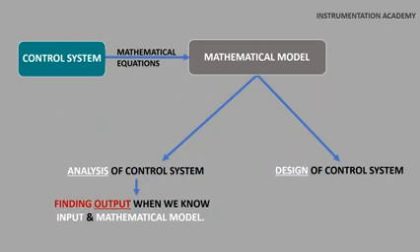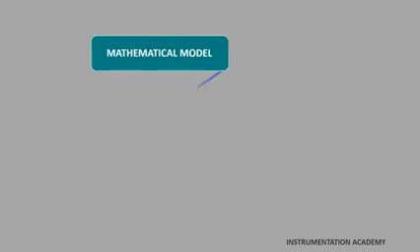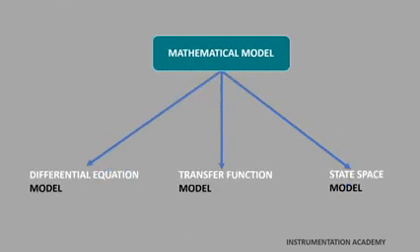Analysis of a control system means finding the output when we know the input and the mathematical model. Design of control system means finding the mathematical model when we know the input and the output. Most commonly used mathematical models are differential equation model, transfer function model, and state space model.